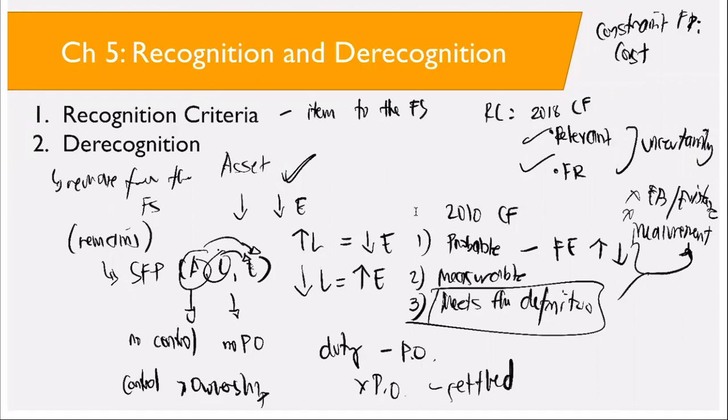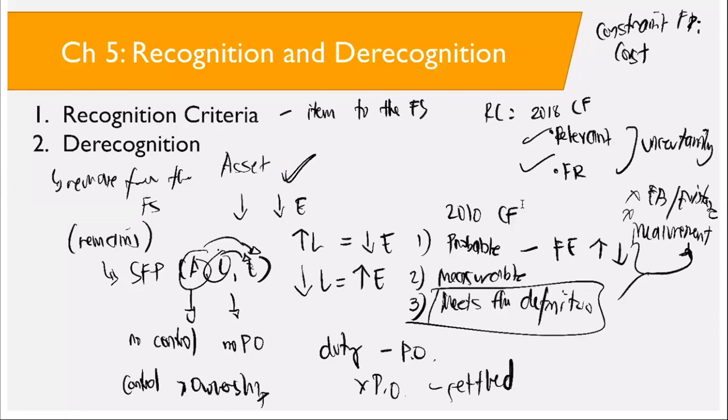Take note of this. What changed over time for recognition and derecognition? Only the recognition criteria. Because in 2018, what is the recognition criteria? Relevant and faithfully represented. In 2010, what is the recognition criteria? Probable, measurable, and meets the definition. So the recognition criteria is now different under your new conceptual framework.